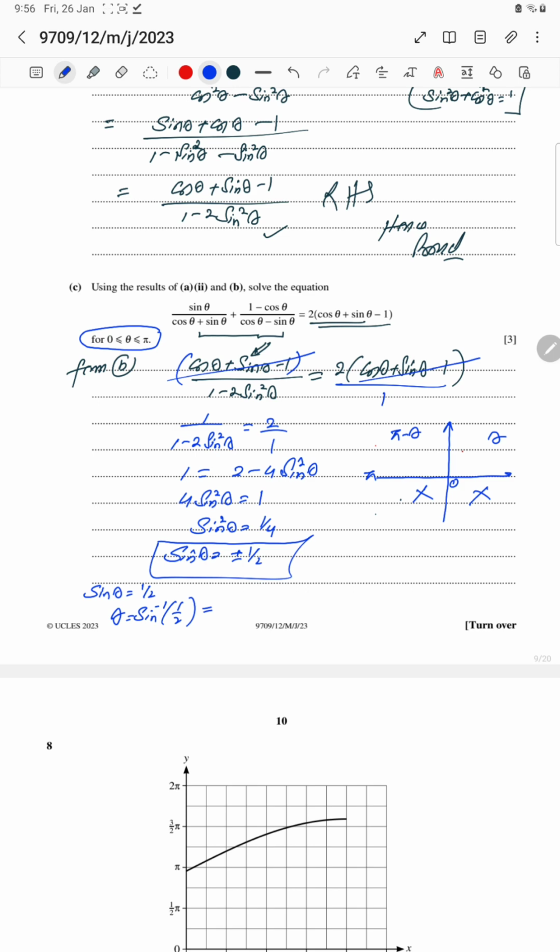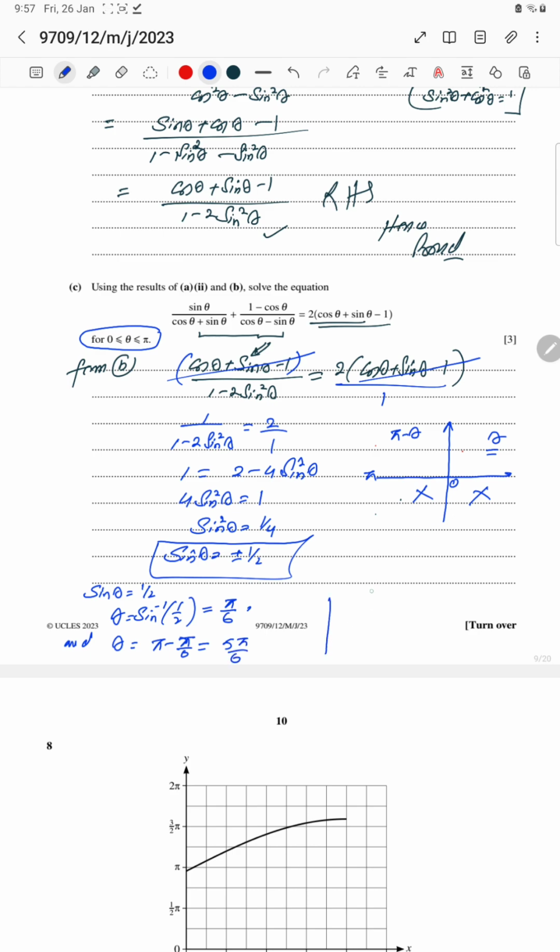We need to change the calculator mode to radian because the domain is in pi, so pi in radian. So it will be pi by 6. One answer. And sine theta is lying here and here, and theta is equal to pi minus pi by 6, which will give us 5 pi by 6.